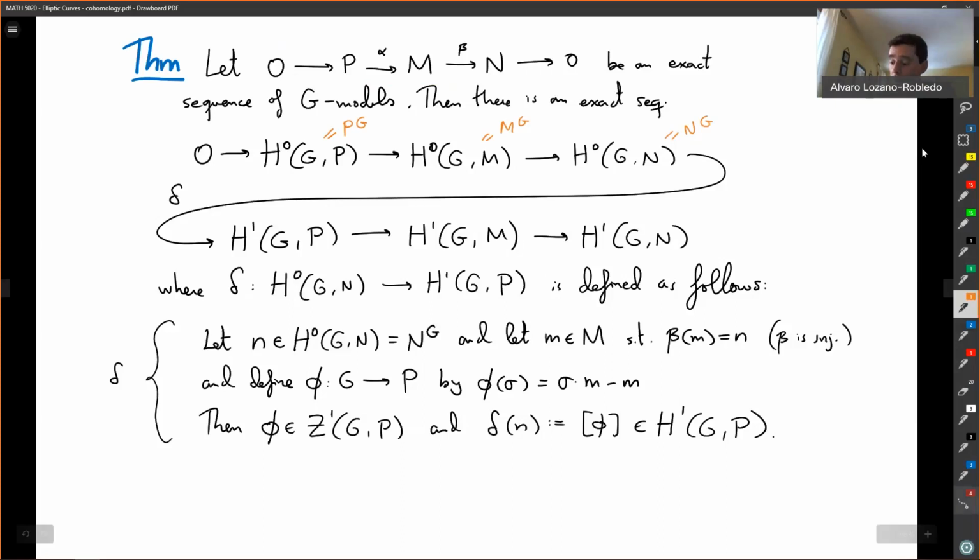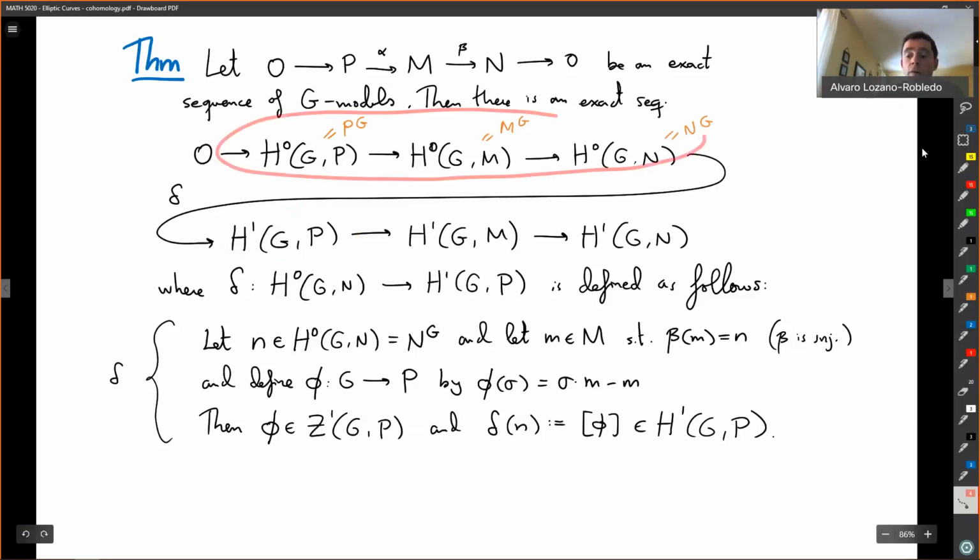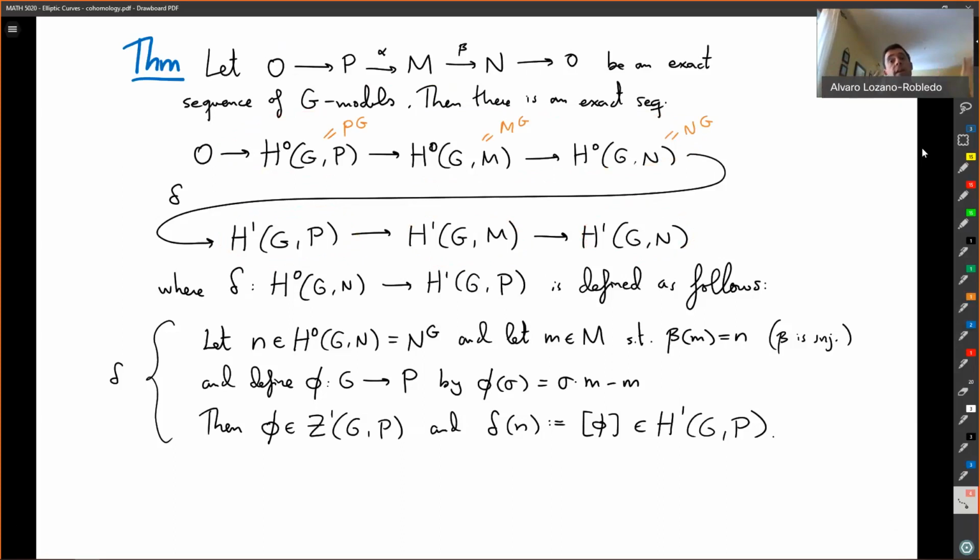But the good thing is that sometimes one of these will be 0. For example, H1 might be 0 here, in which case the sequence of G invariants is actually exact, or this might be 0, or this might be 0. And when there is a 0, we can cut the sequence and make it an exact sequence from 0 to 0, just a finite exact sequence. Not a short exact sequence, but an exact sequence nonetheless.